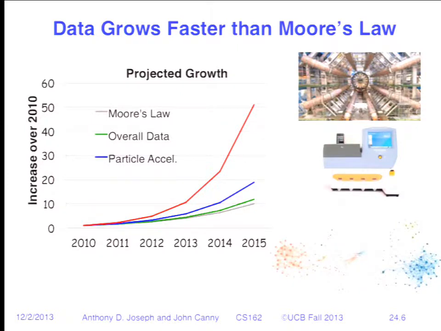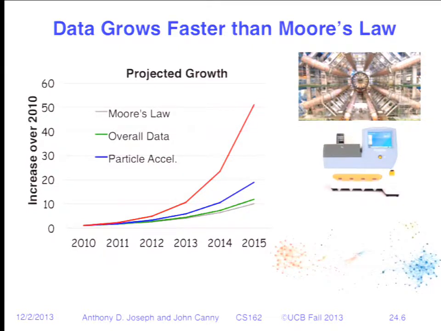This is the Large Hadron Collider. It generates several petabytes worth of data every year. The vast majority of the data that's collected in the experiments is thrown away immediately. 99.999 something percent of the data.